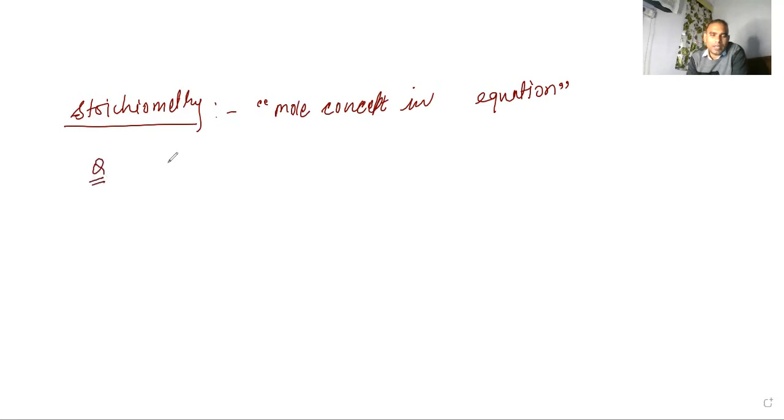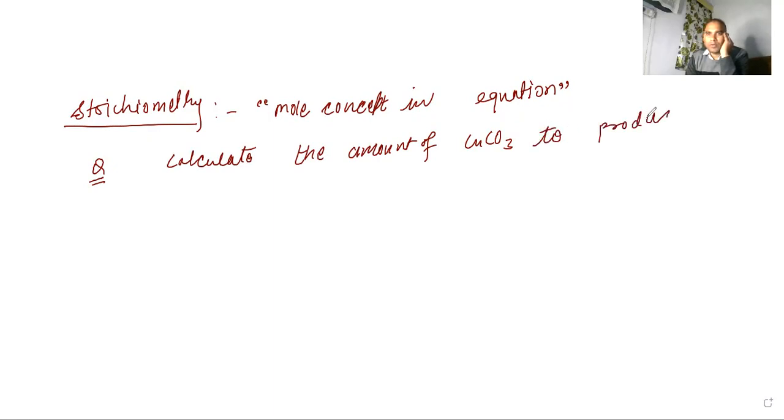Okay, so the question says, calculate the amount of CuCO3 needed to produce 11.2 liter of CO2. This is a question I have taken from the IB book only.